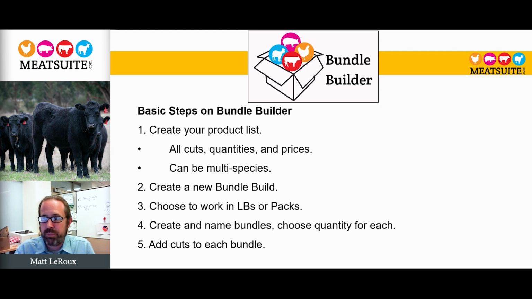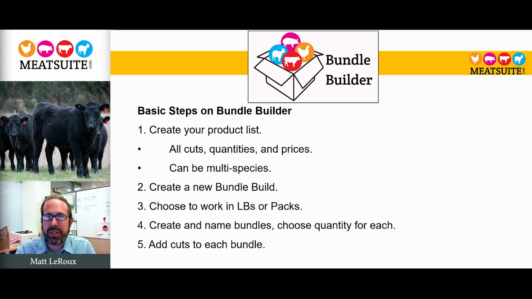Then you create a new bundle build after you've made the product list. You decide if you're going to work in pounds or packs, whatever makes more sense to you. And then create and name your bundles. Those names aren't going out to the public. They're really for your reference as you think about it. And then you start adding cuts to the bundles.